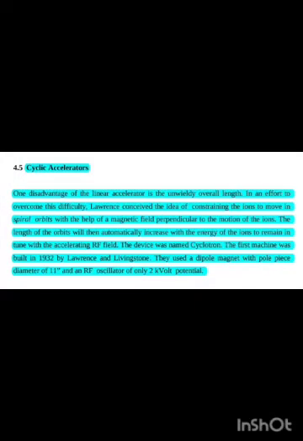Cyclic accelerators. One disadvantage of the linear accelerator is the unwieldy overall length. In an effort to overcome this difficulty, Lawrence conceived the idea of constraining the ions to move in spiral orbits with the help of a magnetic field perpendicular to the motion of the ions. The length of the orbits will then automatically increase with the energy of the ions to remain in tune with the increasing RF field. The device was named Cyclotron.